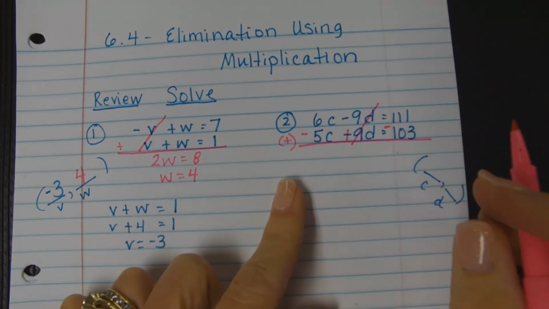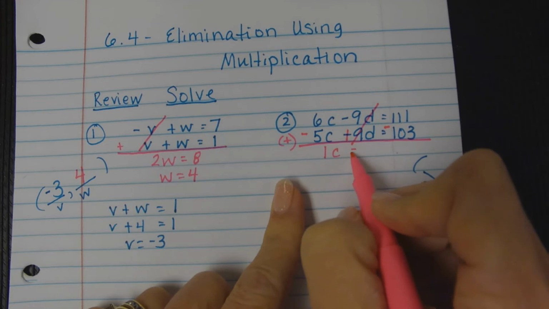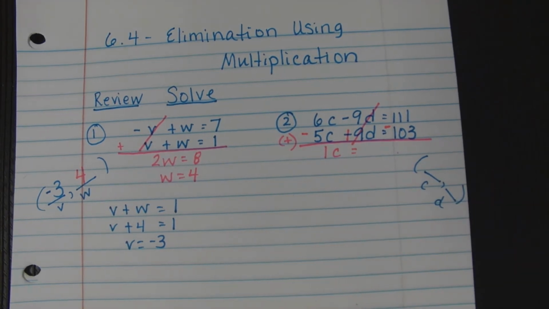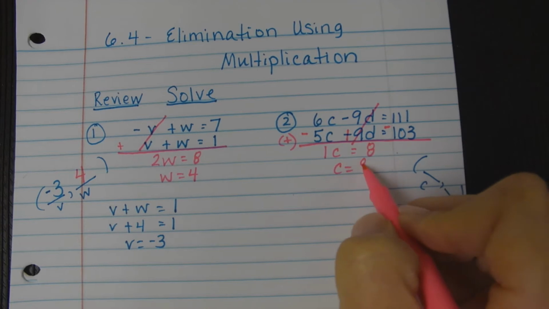6C negative 5C is how many C's? 1. Thank you. 1C. 111 plus negative 103 is simply, what is it? 8, right? Yeah. C is just 8.